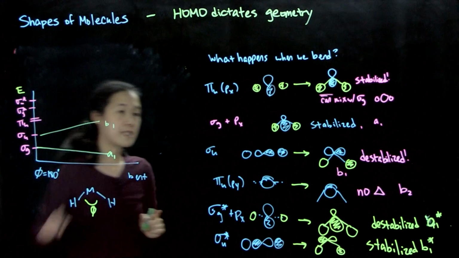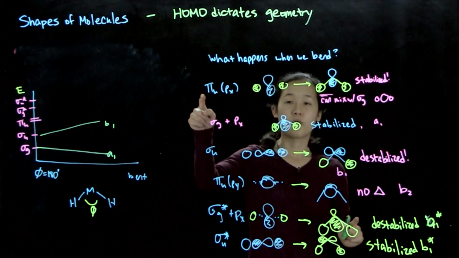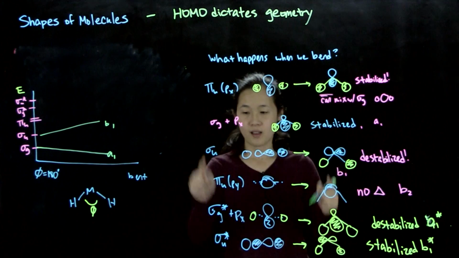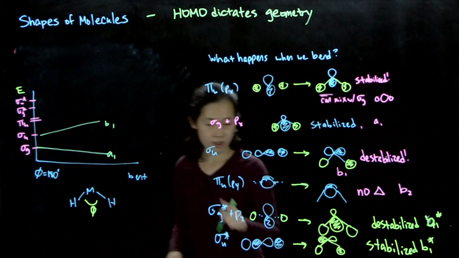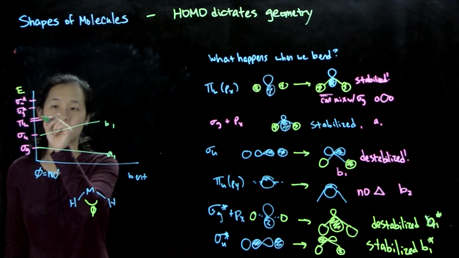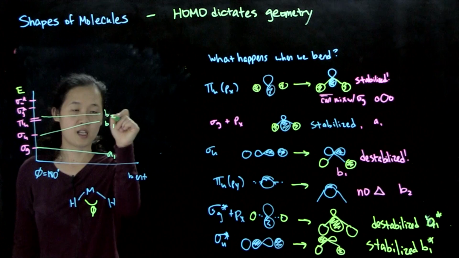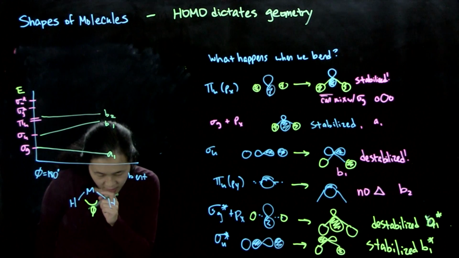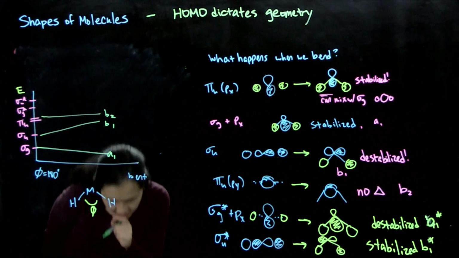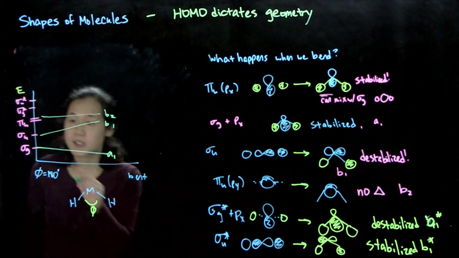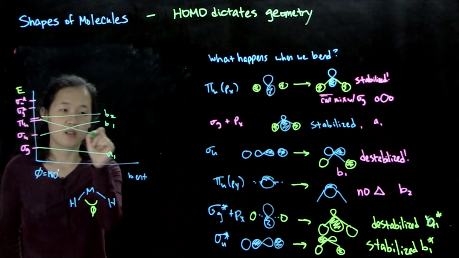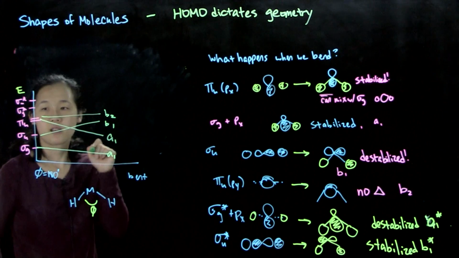Our pi U split, right? One of our pi U's was stabilized upon mixing. So this was our B2 that was unchanged. And then the other one was stabilized, so this is going to cross downwards and become A1.